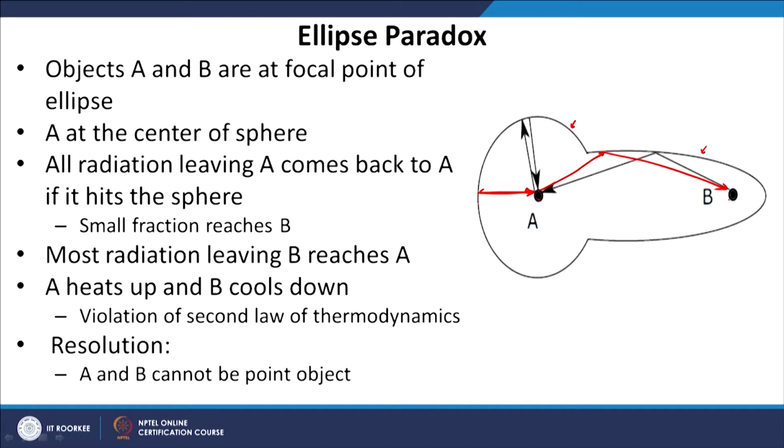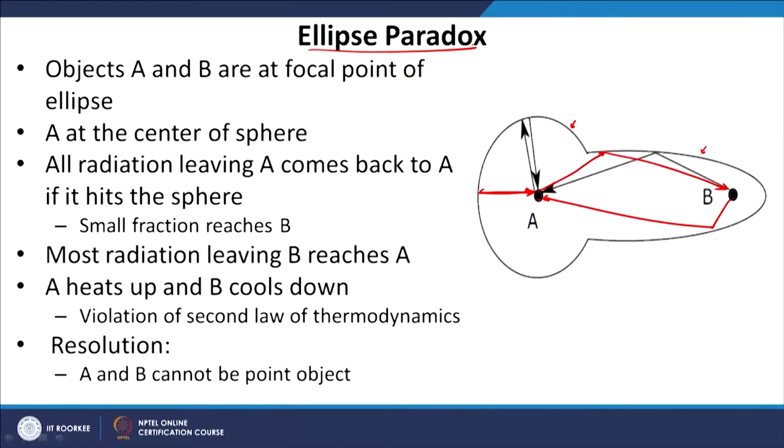On the other hand, whatever energy is emitted from B will actually go to A. So, if you look at this, more energy is lost by B than A, and from a thermodynamics point of view, A should get heated up and B should get cooled. Initially, if we assume that both A and B are at the same temperature, and A is losing less energy and B is losing more energy, the temperature of B will decrease and the temperature of A should increase.